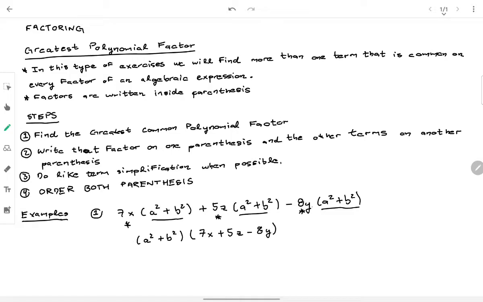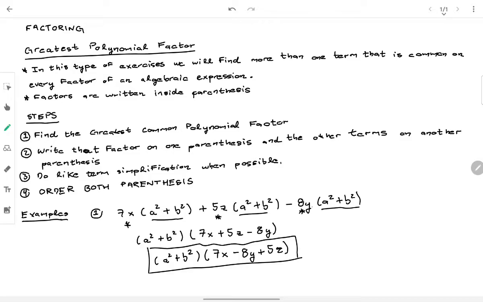It says we must do like term simplification when possible. In this case, we cannot add them because we have x, y, and c, different letters and different exponents. And then it says order both parentheses. The first one is ordered because of alphabetical order. The second one is not ordered, so I need to order it: 7x minus 8y plus 5c. And this is going to be our actual and correctly ordered answer. So that will be the first example.